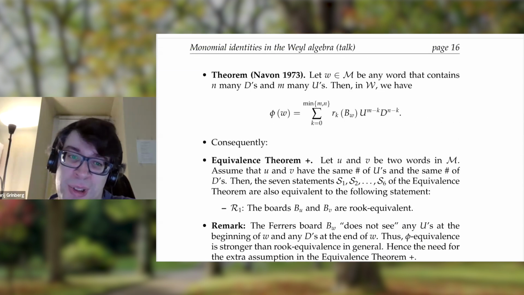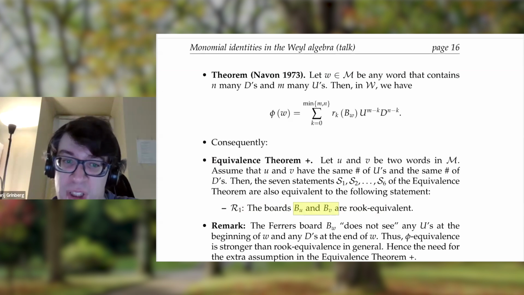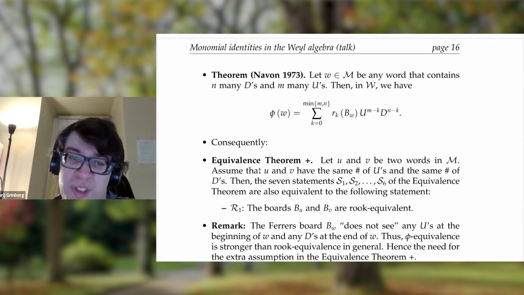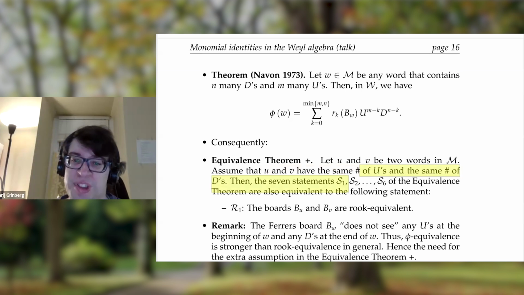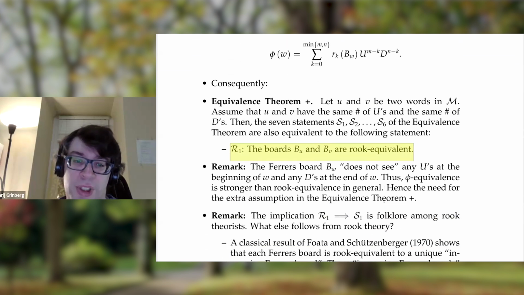And this allows you to extend the equivalence theorem a little bit by adding this extra statement, which is saying the boards are rook equivalent. However, there is a little catch. To make the statement equivalent to the previous 7 statements, you have to require that the words have the same number of u's and d's. So the same number of u's and the same number of d's. Otherwise, if you don't require this, the rook equivalence is weaker.